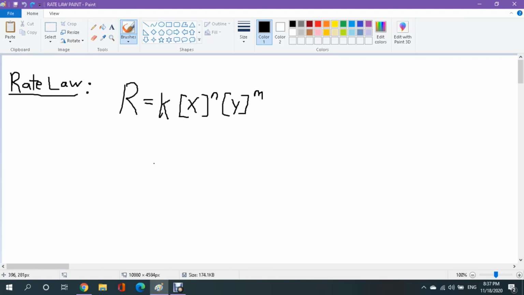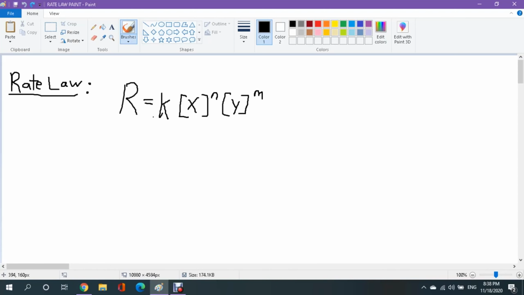Hello everyone, today I'll be explaining the rate law. So first of all, what is the rate law? The rate law is an expression that we use to find the rate of the slowest step in a reaction, which is also known as the rate determining step. So this expression you see in front of you is the expression of the rate law.